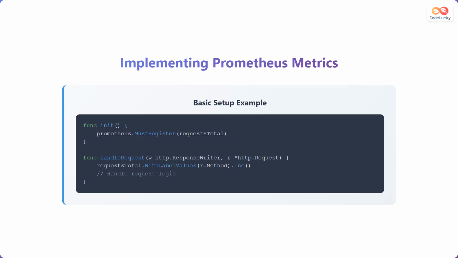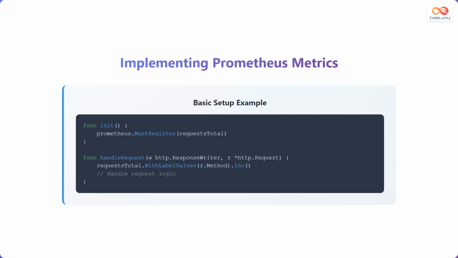Implementing Prometheus metrics in your Go application involves two main steps: registration and recording. In the initialization function, we register our metrics with Prometheus using MustRegister. This tells Prometheus to include these metrics when scraping our application. The main function sets up an HTTP handler for the metrics endpoint using promhttp.Handler. This exposes our metrics on the /metrics path, where Prometheus can scrape them.